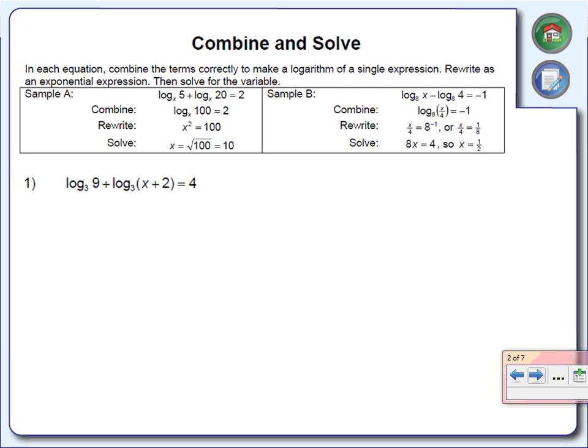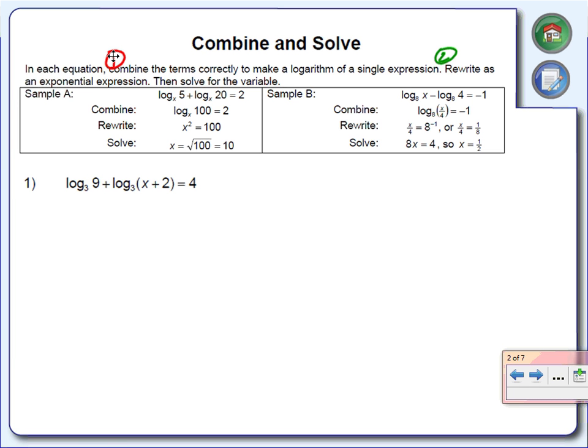Now, there's three things that we're going to have to do in order to solve an equation in this form right here, and it's at the top of your page. The first thing you have to do is combine the terms correctly, so that we have a single expression. We're going to use those properties that we talked about yesterday. Then, once we rewrite it as a single expression, we're going to write it as an exponential expression, which we've done also.